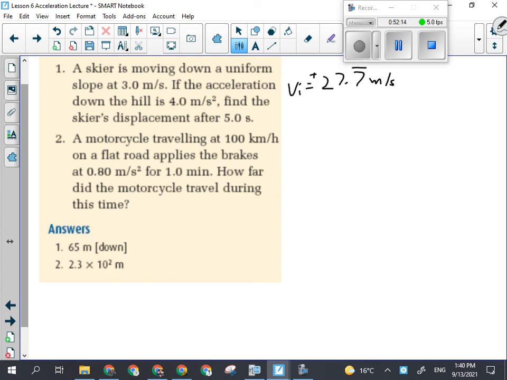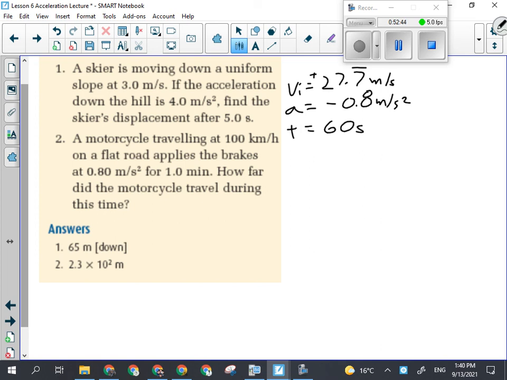Okay, applies the brakes at 0.8 meters per second squared. What does that tell me about my acceleration? If he applies the brakes, it's negative, exactly. And it's little details like that that we have to get from the context of the question. That's what I mean by there's some reading comprehension here. Okay, for 1 minute. So time is 60 seconds.